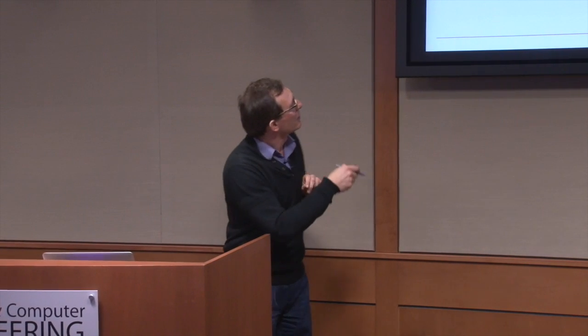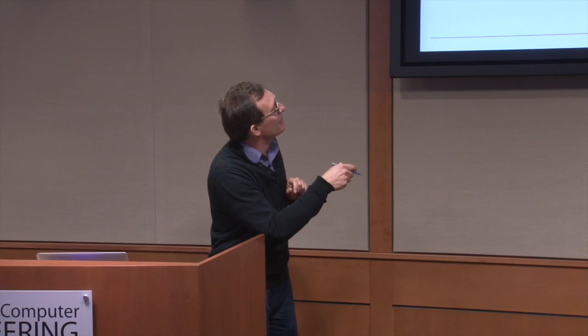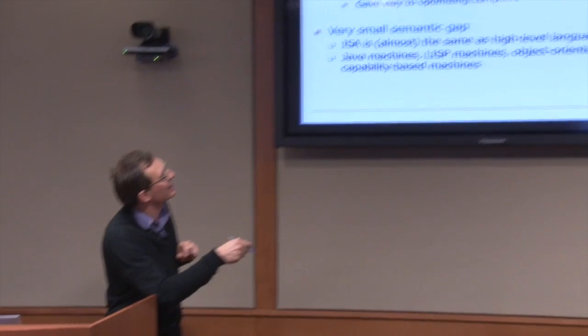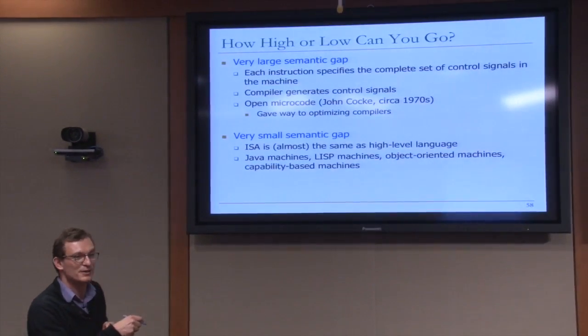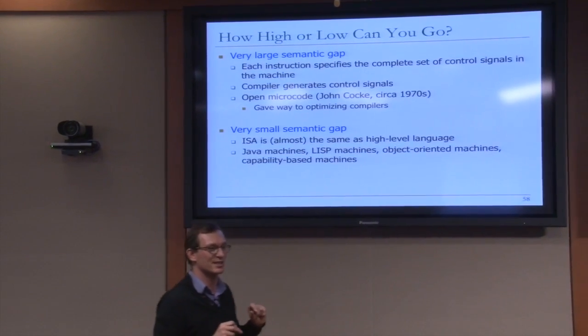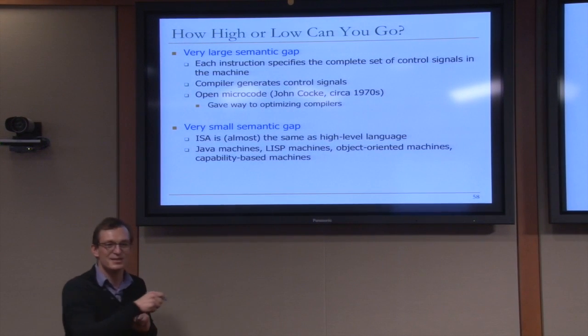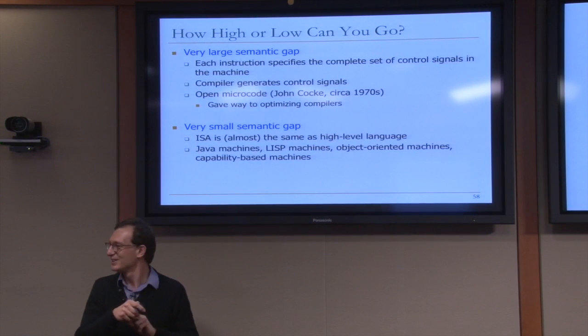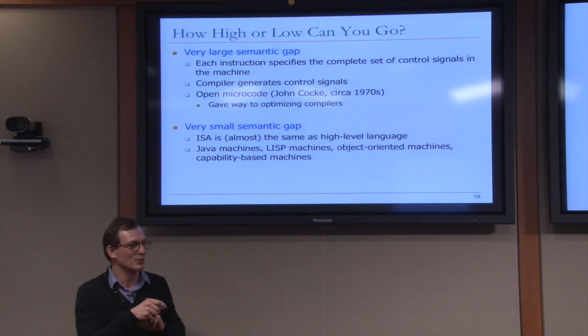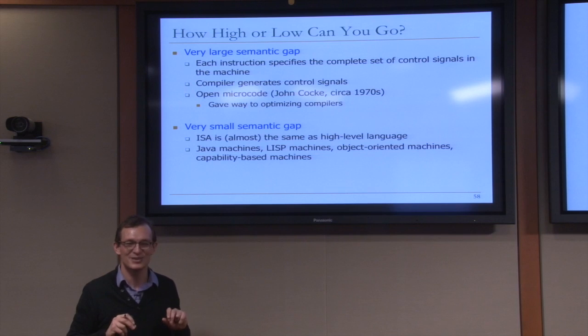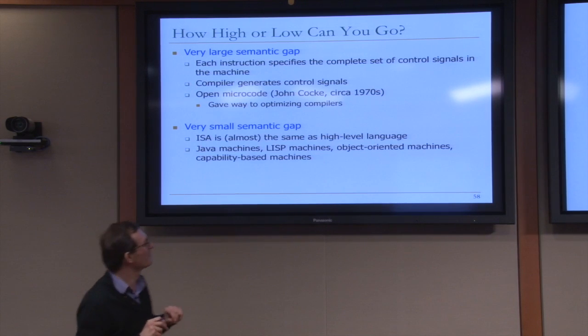Right? On the other hand, you could have a very small semantic gap. The ISA can be almost the same as a high-level language. People decided to build Java machines, for example. That's an example. Lisp machines. Do you guys program in Lisp? No? How about Prolog? These are usually used for artificial intelligence, if you will. Okay, maybe we'll talk about that.